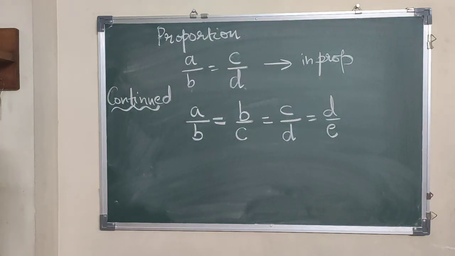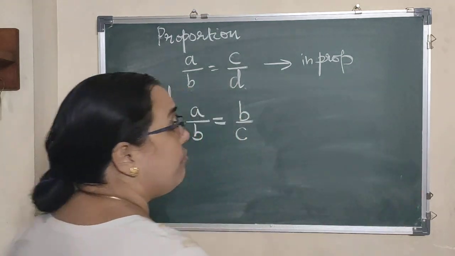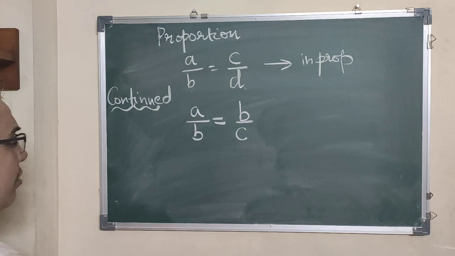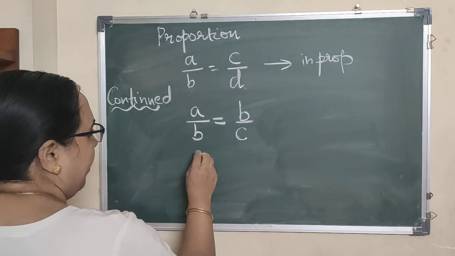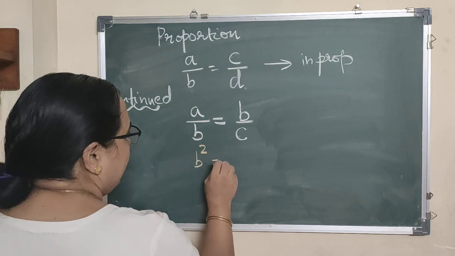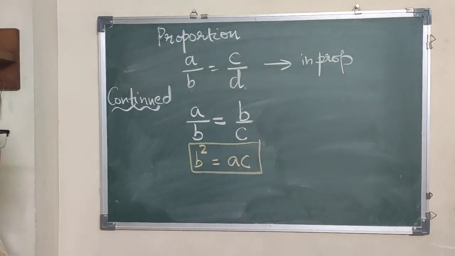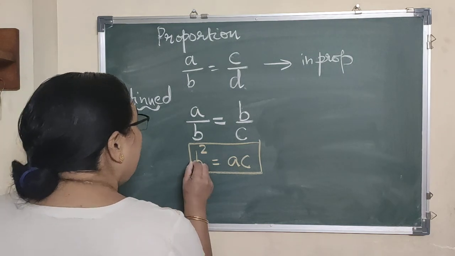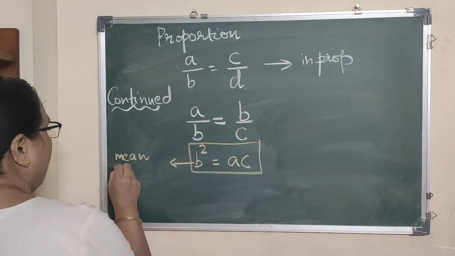So here, according to your syllabus, you are learning continued proportion of 3 numbers. Now tell me, what is the relation you obtain from here? Cross multiply. You have B square is equal to AC. Yes or no? Yes, all of you agree to this? Okay. If you agree to this, I'll just put some more thing further to say here B is the mean proportional.